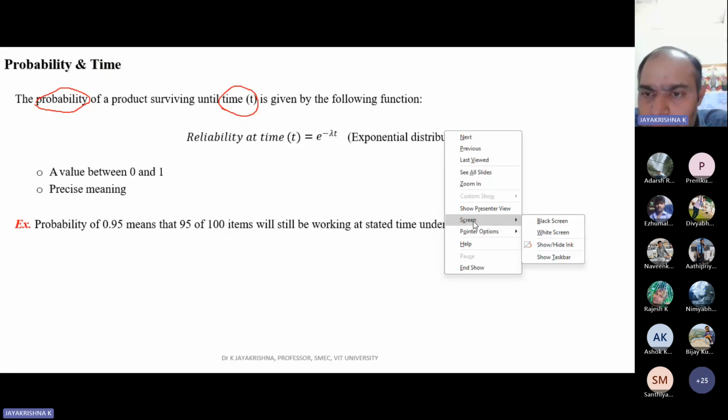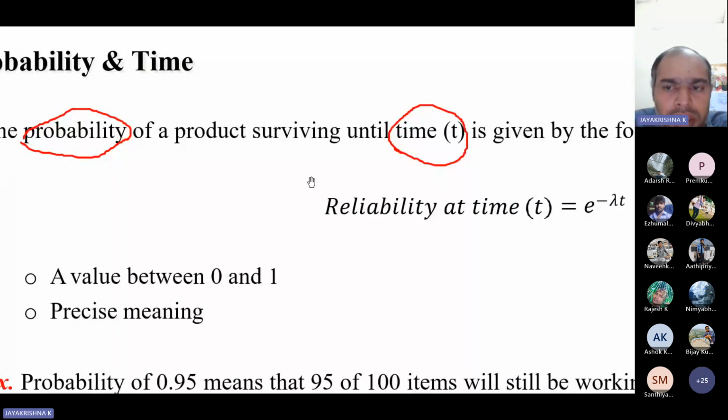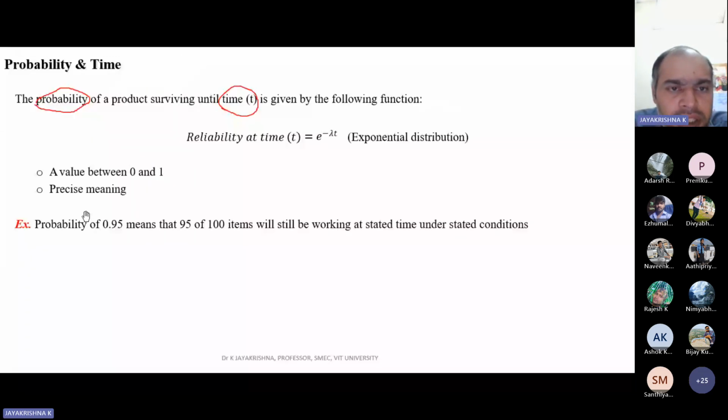Reliability at time t. What is that? Reliability at time t is equal to e power minus lambda t. Now please note down this formula. Whenever I'm giving you a formula, please note it down in your notebook, so that when we move to solve the problems, it will be very easy for us. Reliability at time t is e power minus lambda t, and this expression is called an exponential distribution.